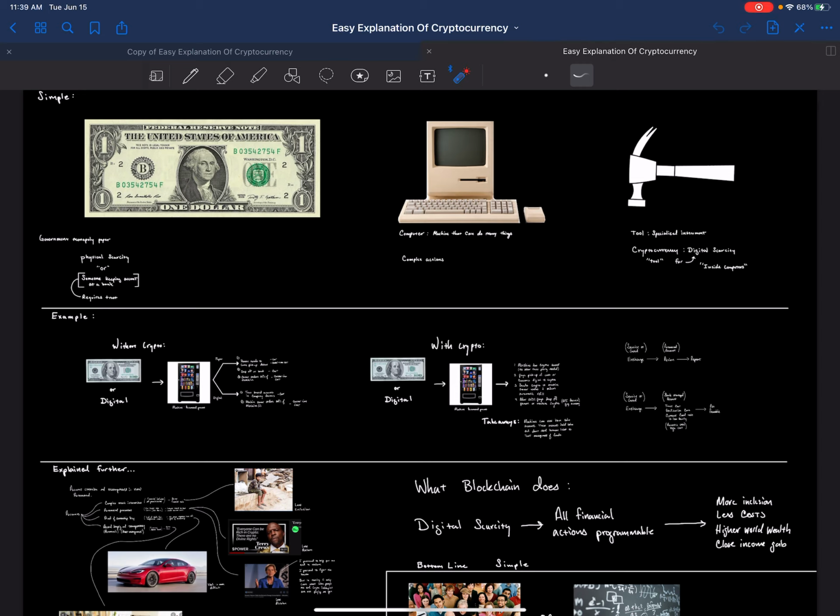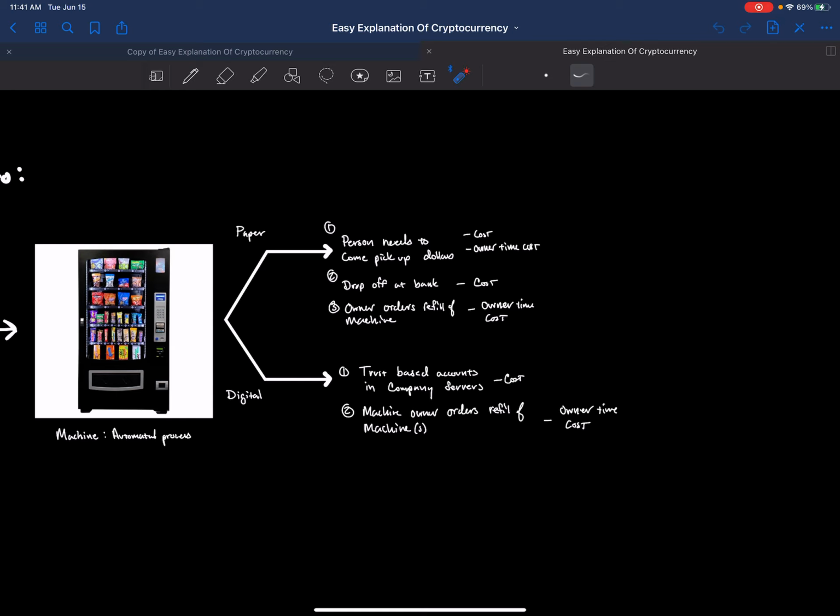Now, if you do a digital version, using our current system without crypto, it is a trust-based account of company servers. You're using trust-based accounts. So you have to trust that person to type in the correct information, and so that is a cost. You're using individuals, using persons. You have to set up these accounts. That's a time cost. You have to do all of this yourself.